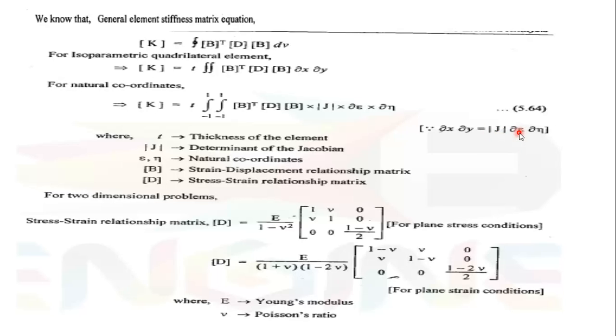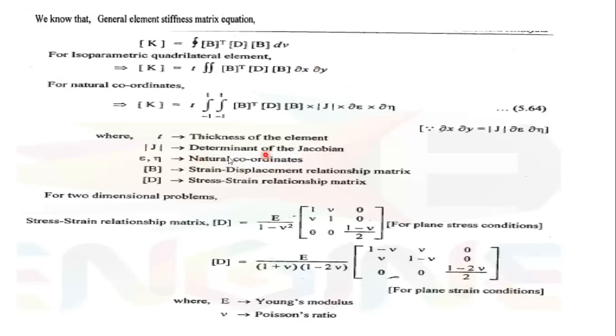mapping or coordinate transformation. When you go for natural coordinates, the integral limits will be -1 to +1, because the entire magnitude of the natural coordinates limit is 1. In the double integral of B transpose D B, t will always be outside, since the thickness is constant, and instead of ∂x ∂y in natural coordinates we have mod J into ∂ε ∂η.